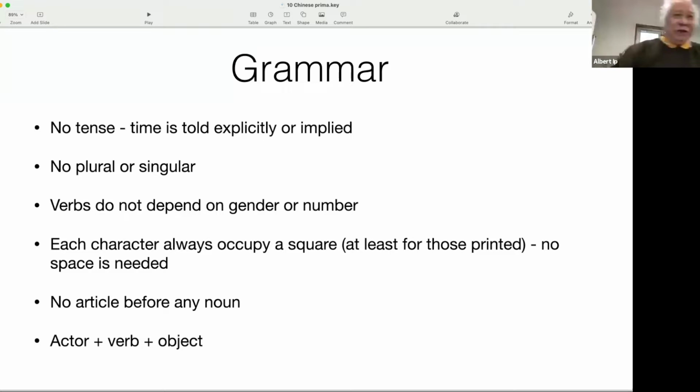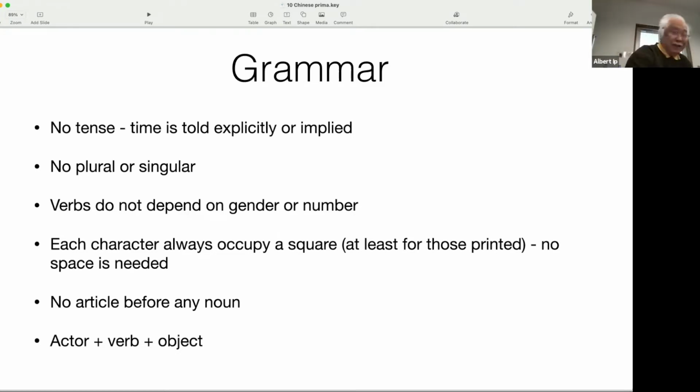So, no tense, no plural or singular. Verbs also don't depend on gender. I know some languages like French do, but we don't. A verb is a verb. And each character always occupies the same amount of space, so we don't need spaces. Every character is one space. Because we know that this occupies this space, we don't need a space to say this is one word and then the other word.